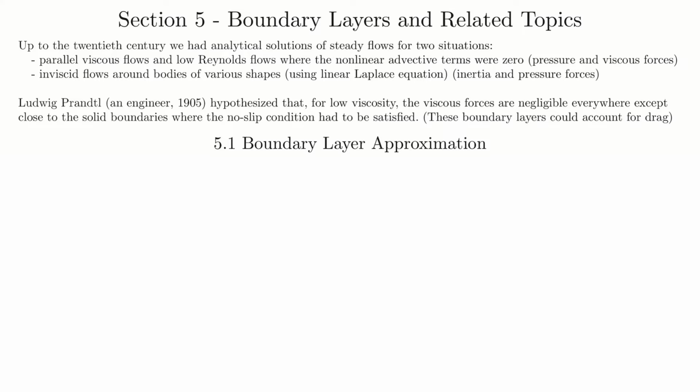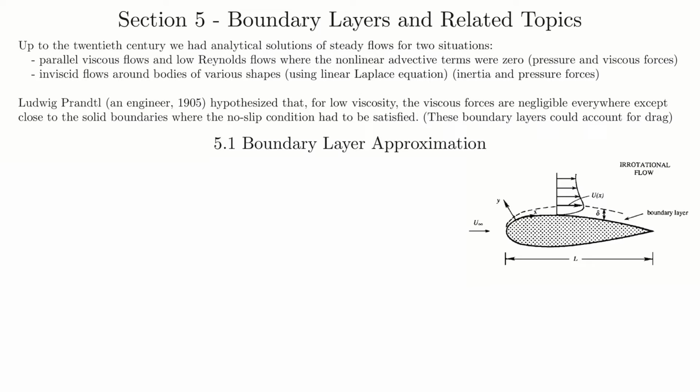Okay, so in section 5.1, let's talk about the boundary layer approximation. We'll see that because our layer is very thin, we can simplify the equations of motion within the boundary layer. We can see from this picture here, we're looking at airflow over an airfoil. And out here, it's labeled as irrotational flow. That's where we can solve an inviscid flow, so the viscous effects aren't important. But right here, we're showing this dashed line where the boundary layer is.